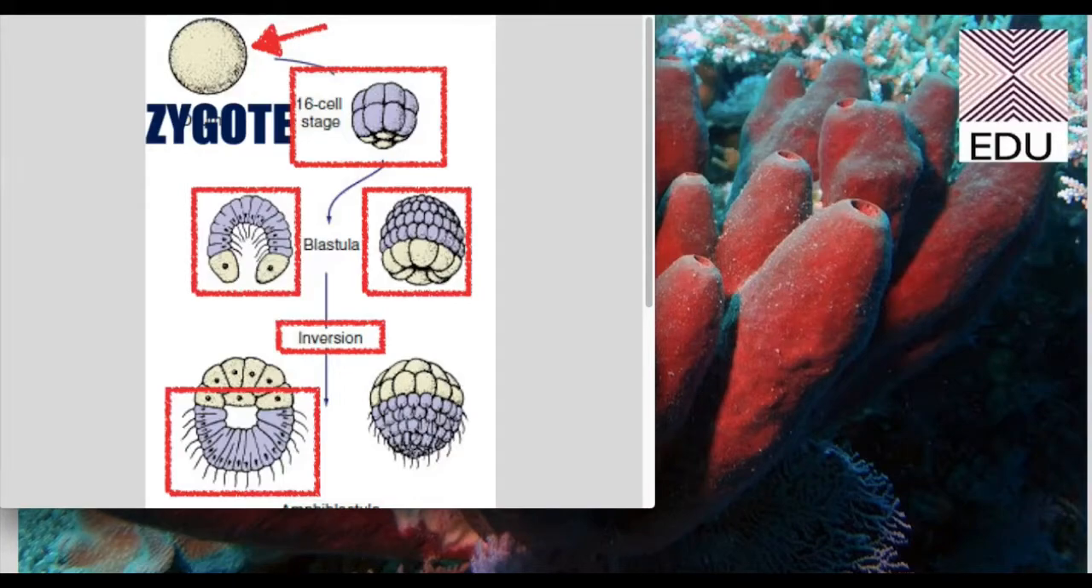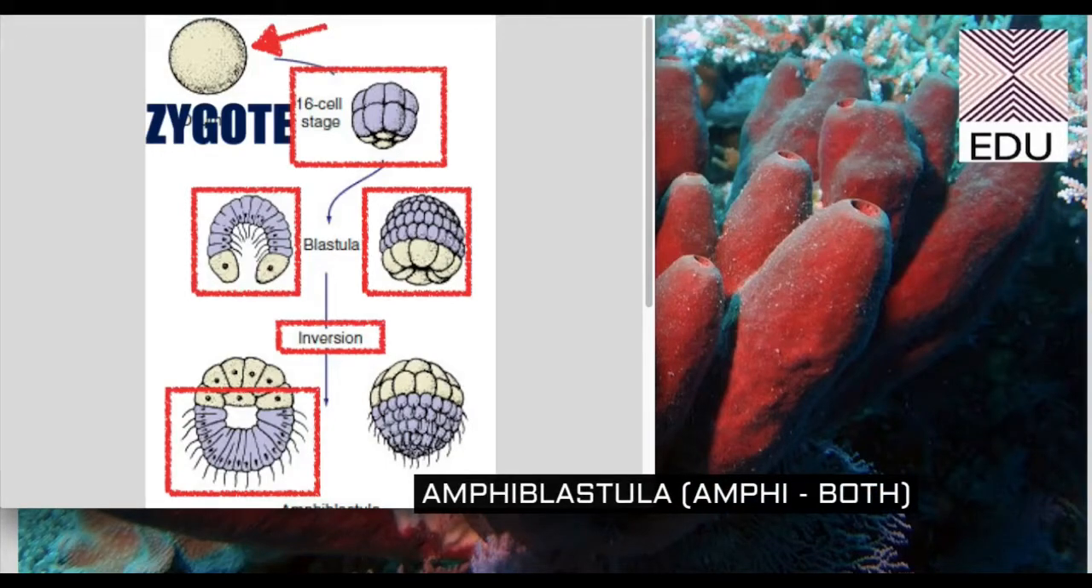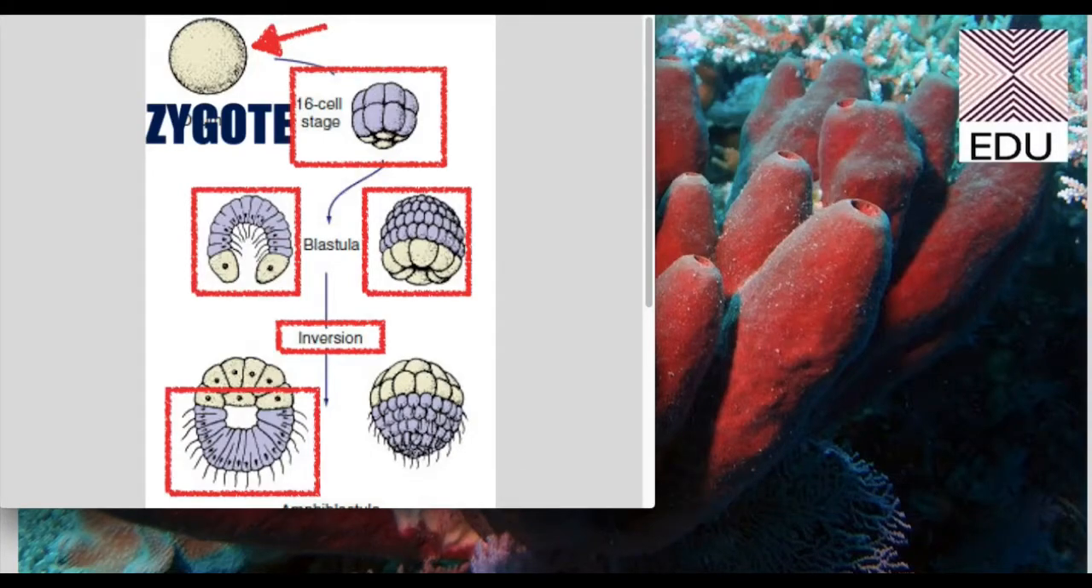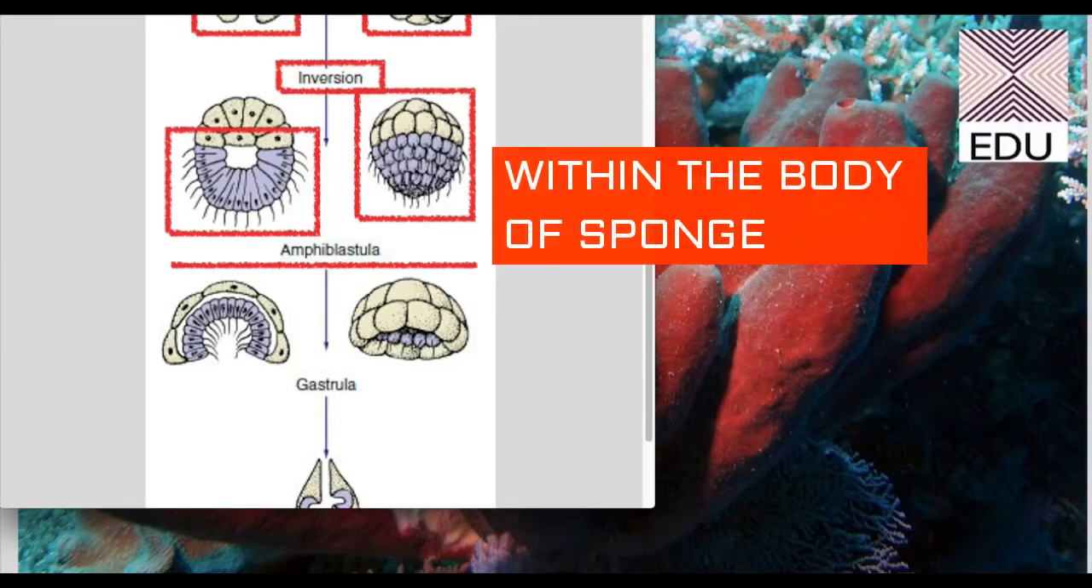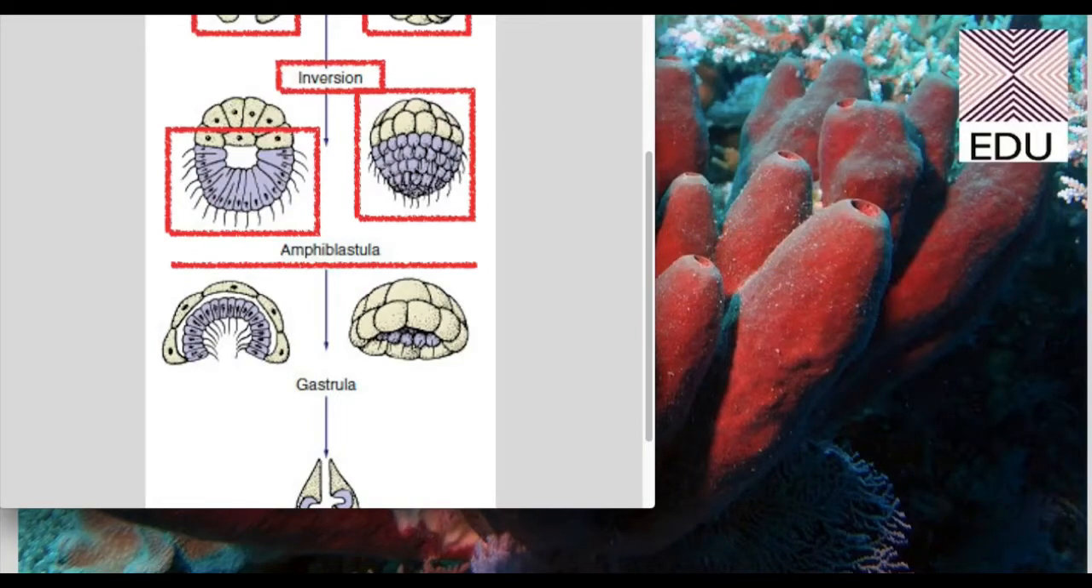Now this particular larval form is called amphiblastula. Amphi means both. So it has both types of cells. Half are flagellated, and we have non-flagellated cells also. That's why it is amphiblastula. Here you can see the amphiblastula from the outside. Up to this level, the whole of the development is within the sponge. It is within the mesenchyme of the sponge.